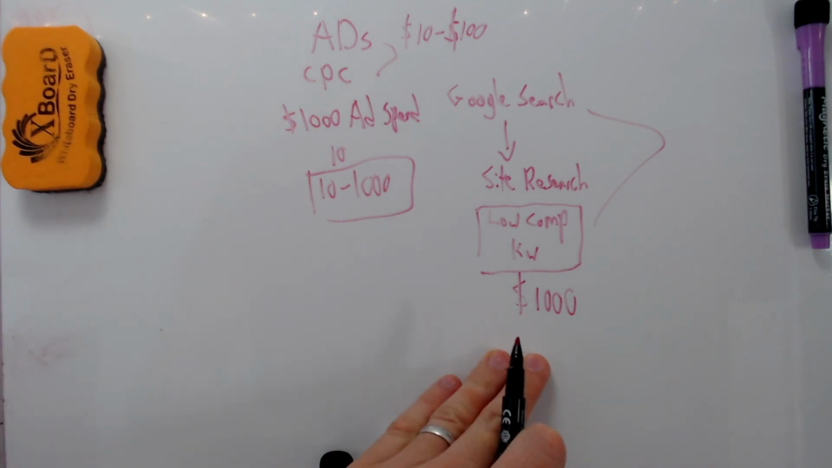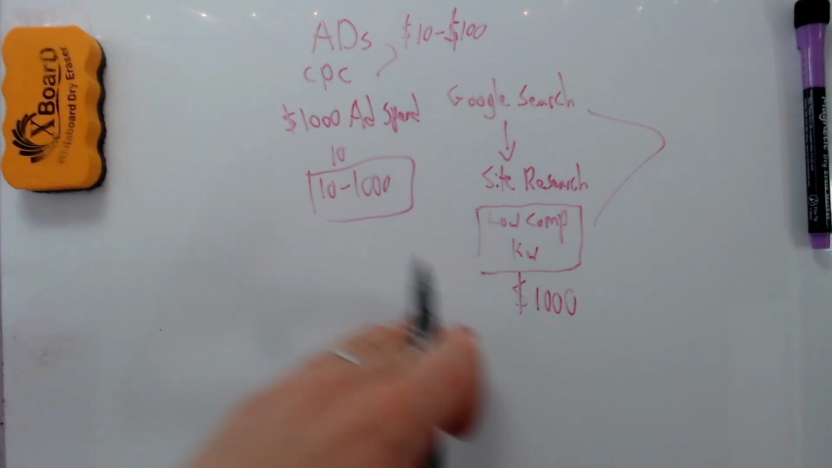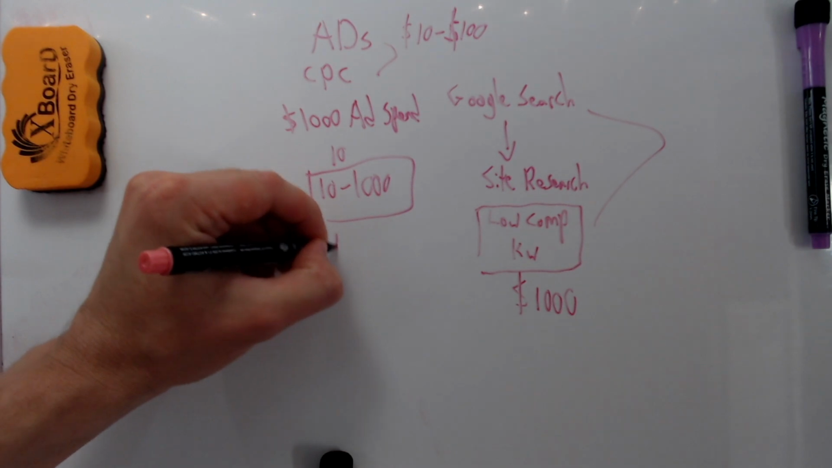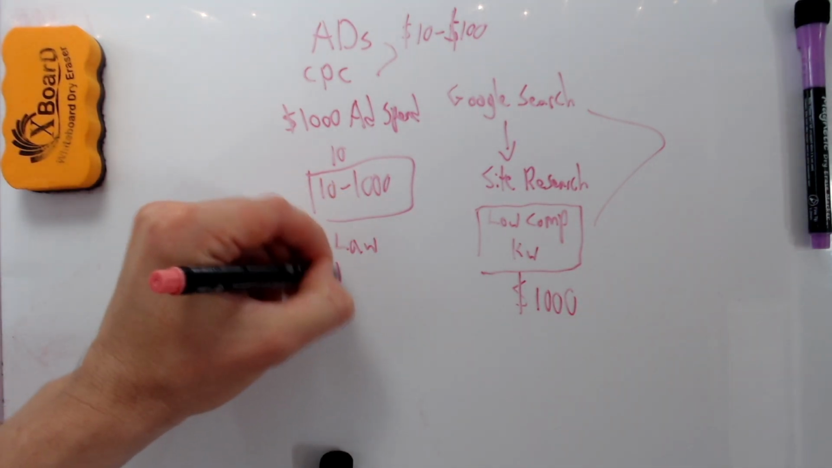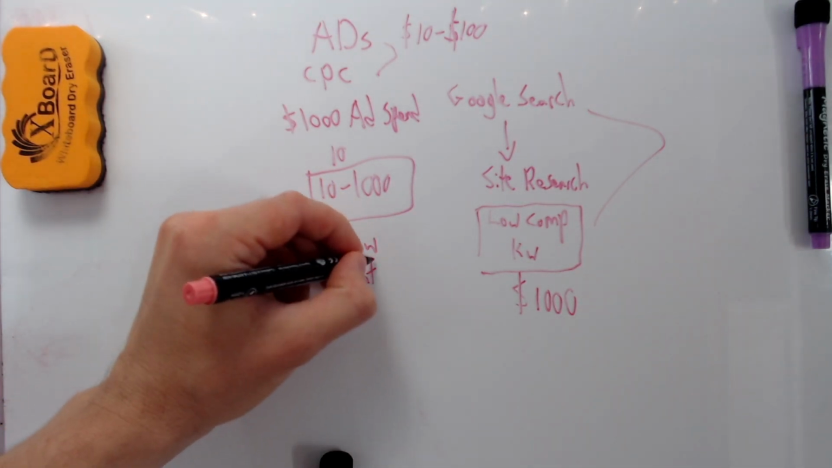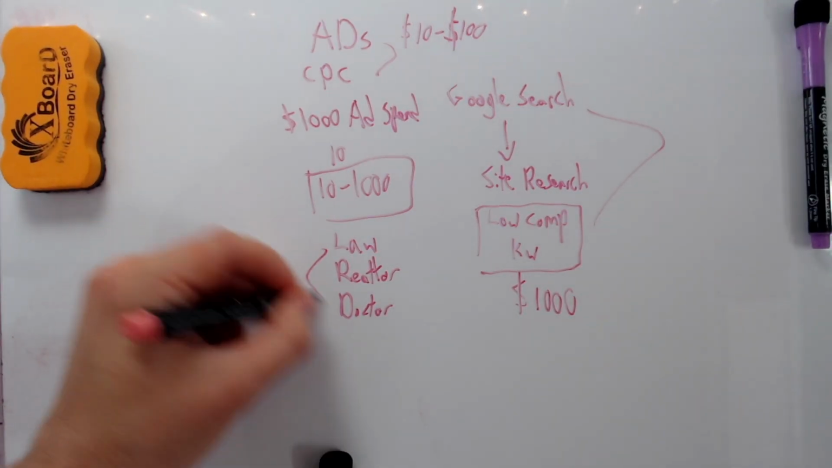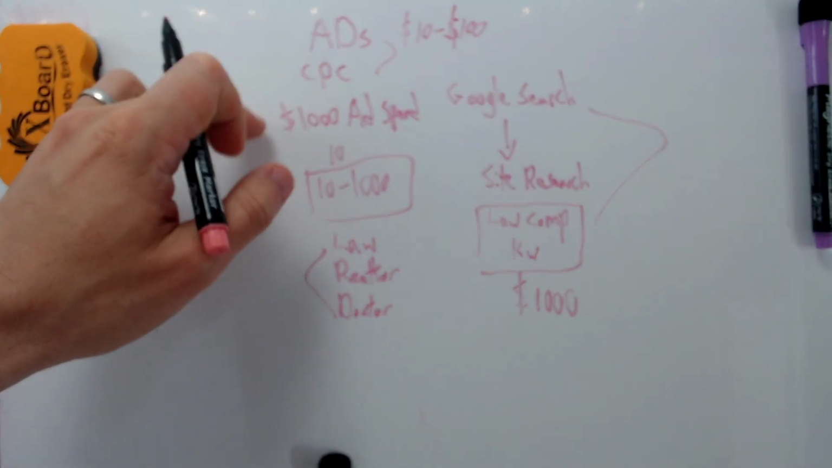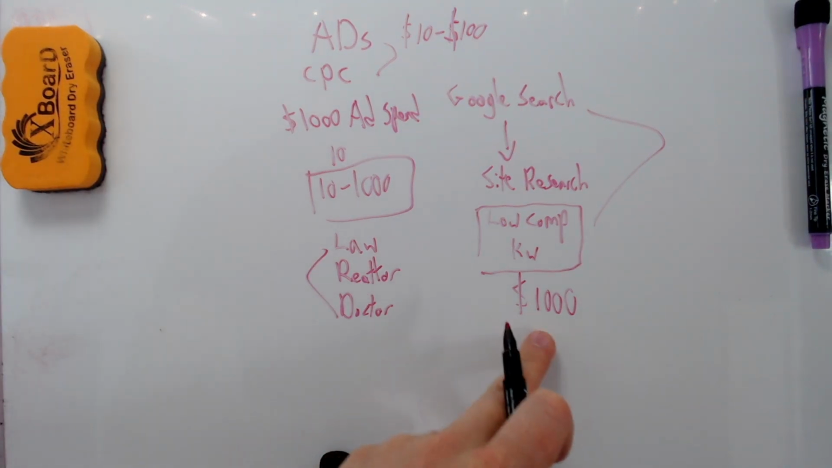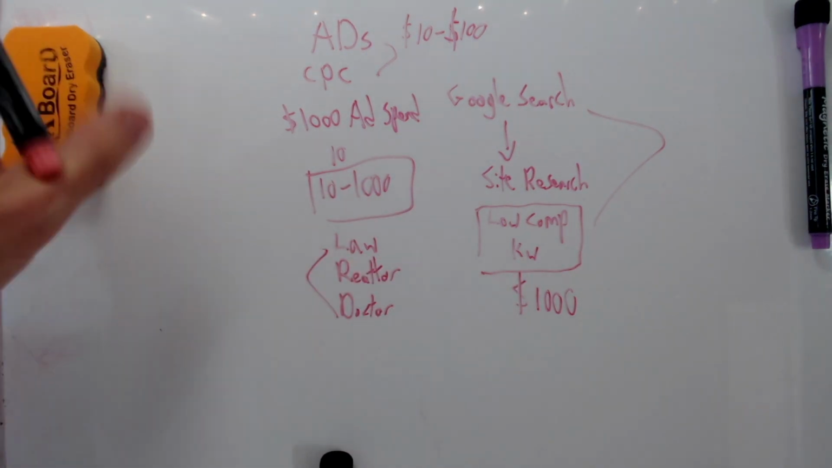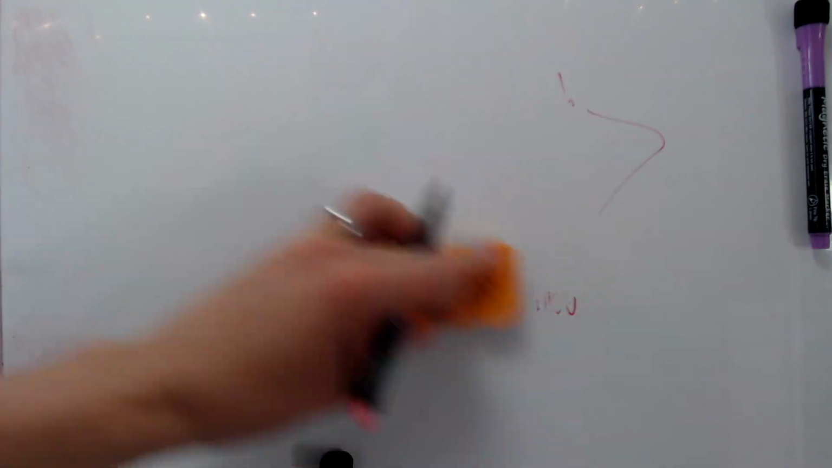And if you're going for the right business, if you're going for a business that makes a lot of money, like a law firm, or a realtor, or a doctor, stuff like that, well then this cost means a lot less to them. So they always say, sell to the rich, and that's exactly what we're going to do.